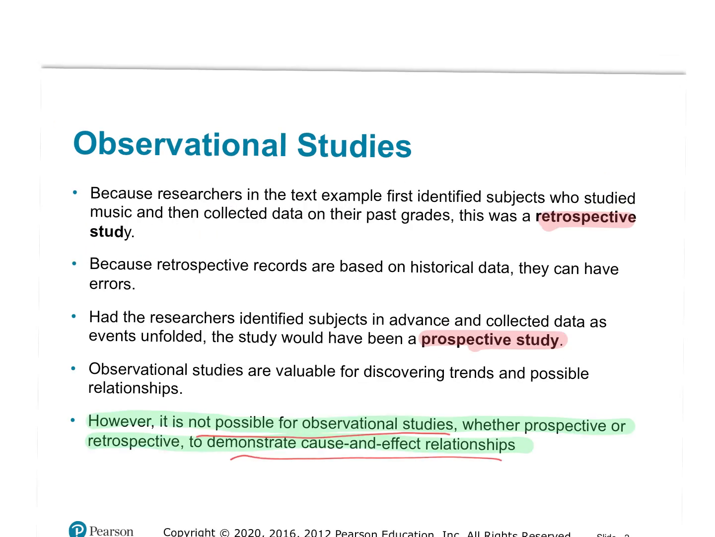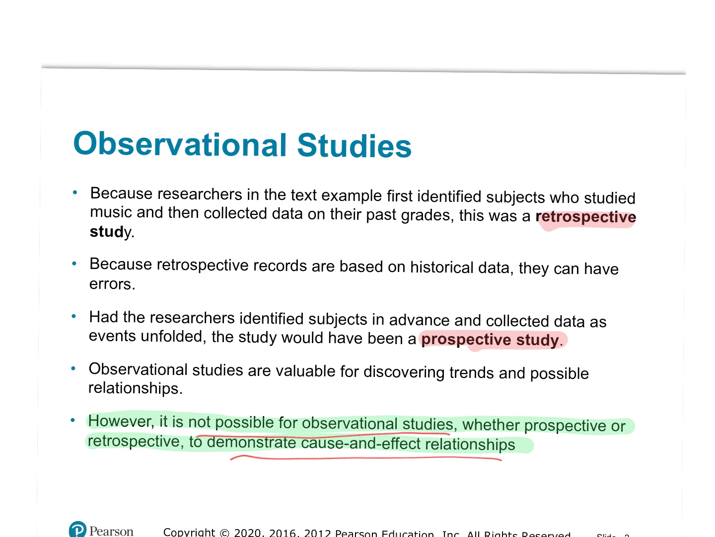Because researchers in the text example first identified subjects who studied music and then collected data on their past grades, this was a retrospective study. Had the researchers identified subjects in advance and collected data as events unfolded, the study would have been a prospective study. So there's a subtle difference between the two of those. I just want you to be familiar with that terminology, okay? It's not possible for observational studies, whether prospective or retrospective, to demonstrate cause and effect relationships.